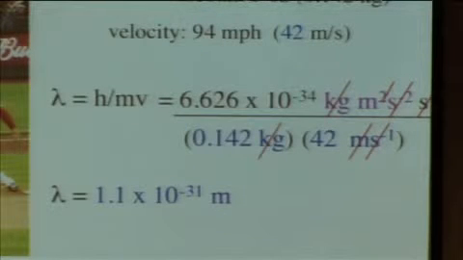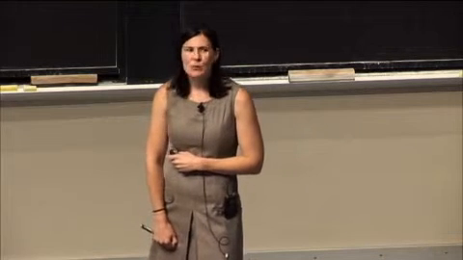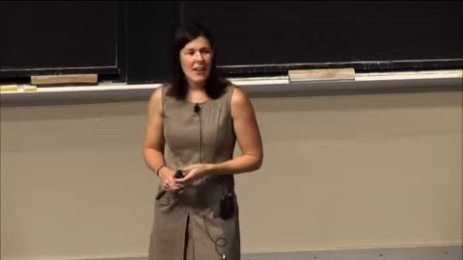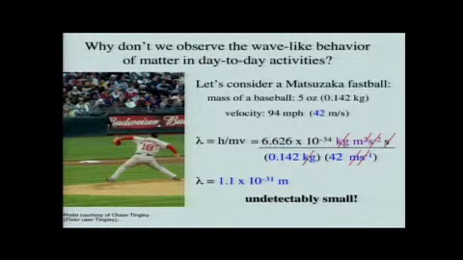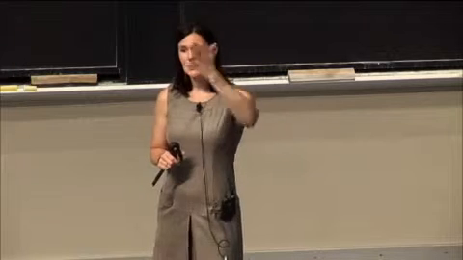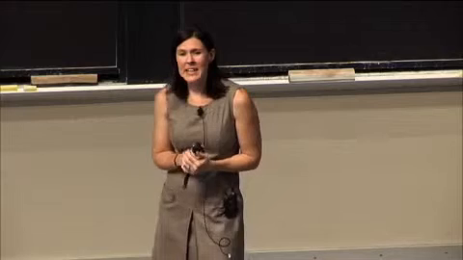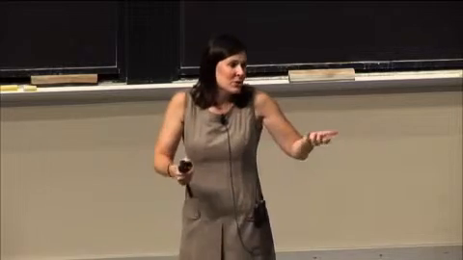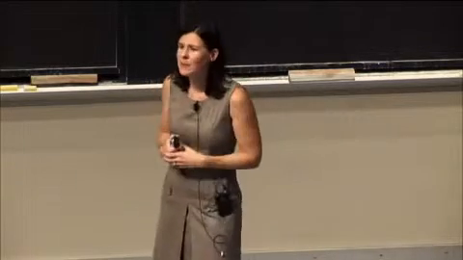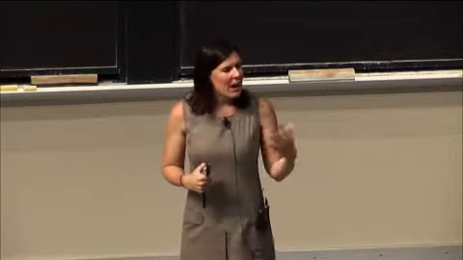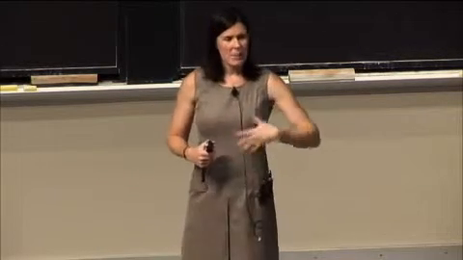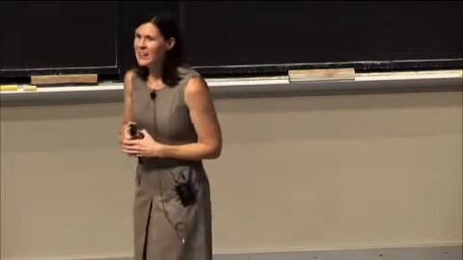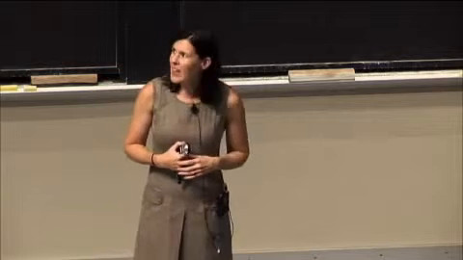And what we find out is the wavelength of a Matsuzaka fastball is 1.1 times 10 to the negative 31 meters. So this is really small. This is undetectably small. And especially when we consider it, what tends to be important is the size of the wavelength in relationship to its environment. So 1.1 times 10 to the negative 31 meters is not, in fact, a significant number when we're comparing it, for example, to the length of a ball or the size of the baseball field. So that would probably be de Broglie's answer for why, in fact, we're not observing the wavelength behavior of material in day-to-day life. So that's for Matsuzaka.